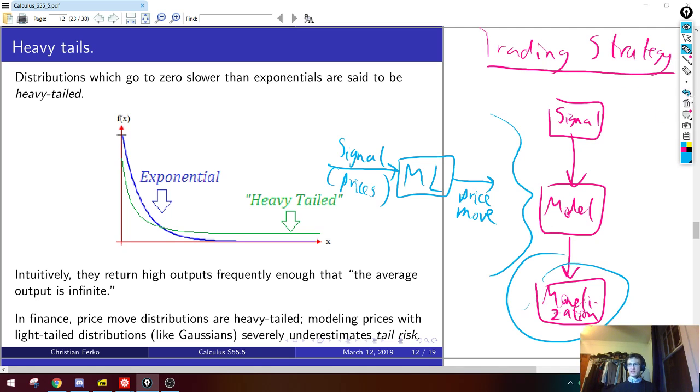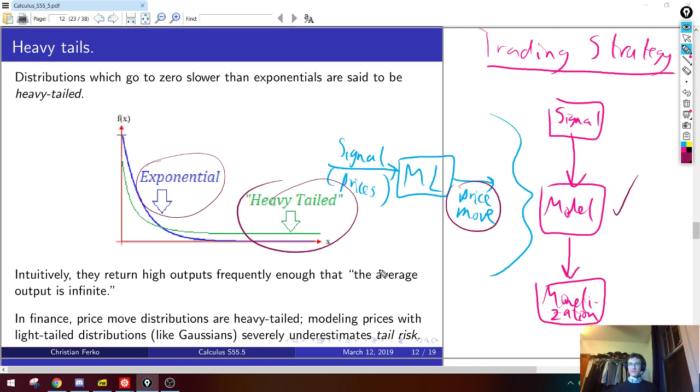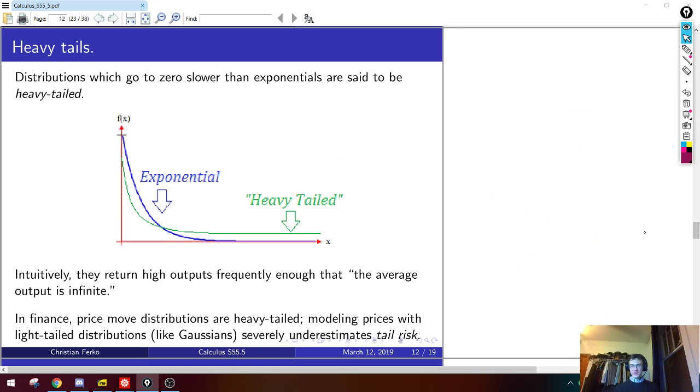So the stuff I'm talking about on this slide is mostly what I would call the model layer. Because in the model, you're spitting out price moves, and if you assume your price moves are light-tailed versus heavy-tailed, you'll get very different results. In one case, you'll be rich, and in the other case, you'll be out of business. So, long diversion, but is that basically what you were asking? Yes. Okay, good. Other questions on this? No questions.